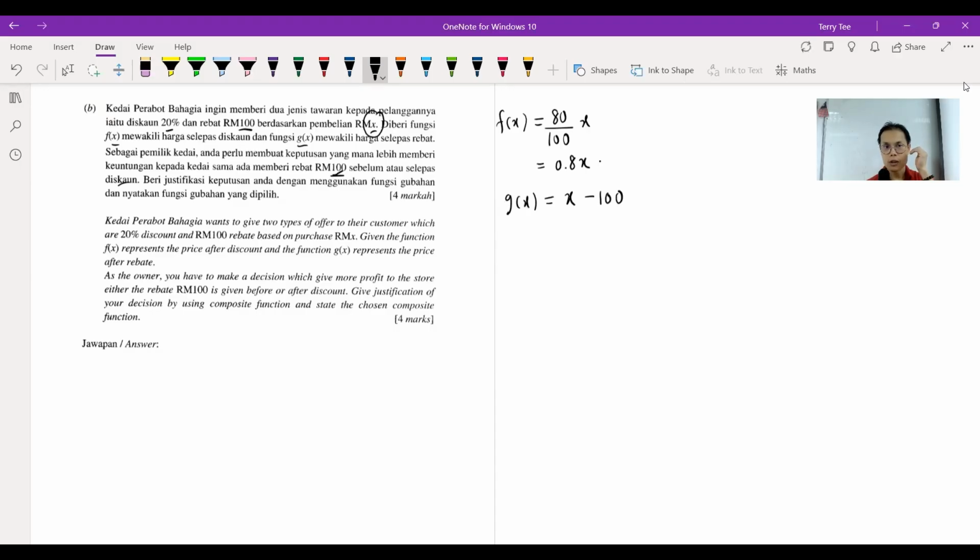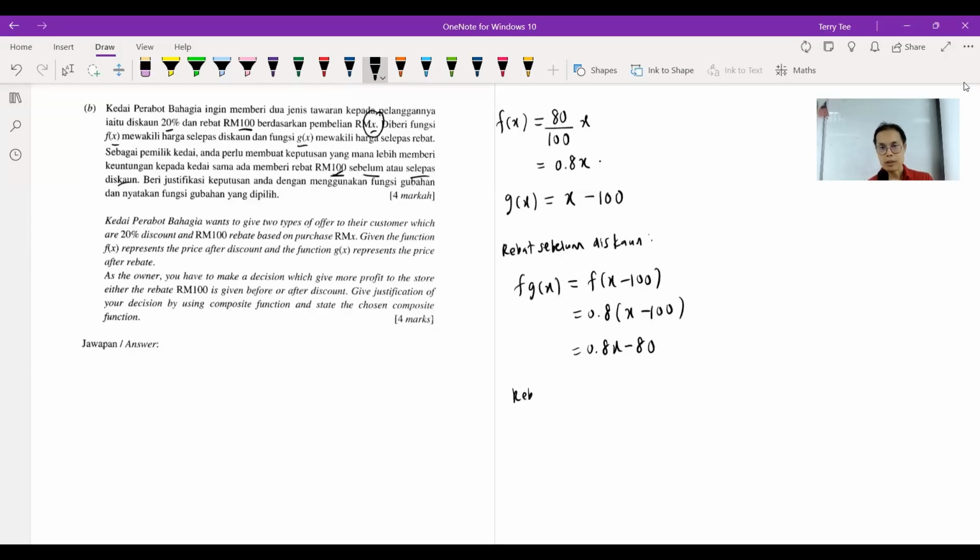Now, there are two cases. We either give a rebate sebelum or rebate selepas. So rebate sebelum will be fg(x). Okay, maybe I put rebate sebelum discount. Rebate sebelum discount will be fg(x), and fg(x) means we put g(x) inside f(x): 0.8(x - 100). This is 0.8x - 80.